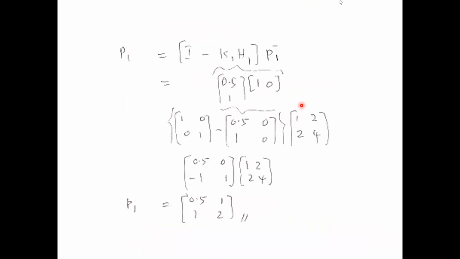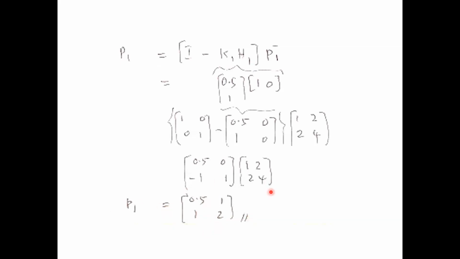Now you update your error covariance using that equation, I minus K1H times P1 minus. So P1 minus we have already calculated, and you put these here. K1 we calculated, H1 is a known thing. So the answer is 0.5, 1, 1, and 2. This is the estimation process covariance. So it's also not perfect. It is zero mean. It is an unbiased estimate, but there's a variance, and this is that variance.